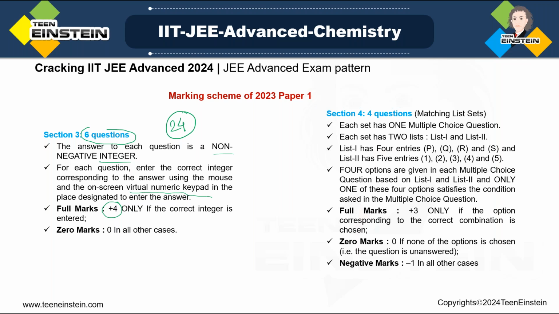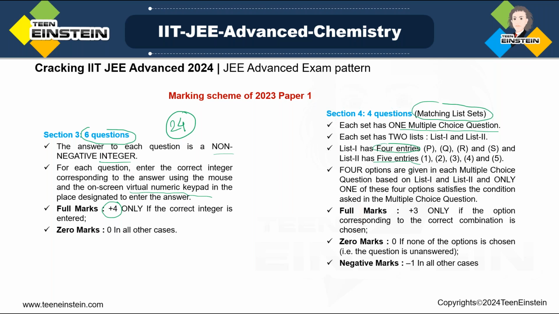And section 4, here we have a total of 4 questions. Now the type of question is matching list. There will be one multiple choice question, so out of 4 options, you have to choose only one. But the question will be given in the format of list 1, list 2. In list 1, there will be a total of 4 entries. List 2 will have 5 entries.